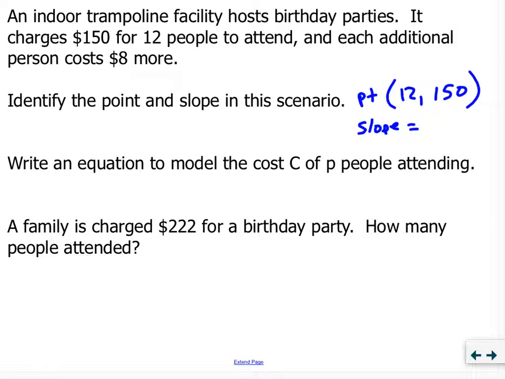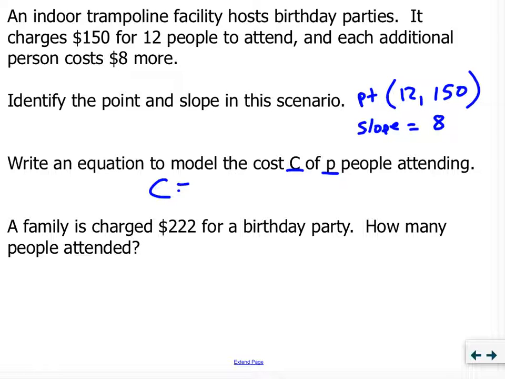And then my slope is my rate of change. It's $8 more per person. So my slope in this case is 8. So let's use that information to write ourselves an equation. We want to model the cost C of P people attending. So our variables aren't going to be X and Y. It's going to be P for people and C for cost.